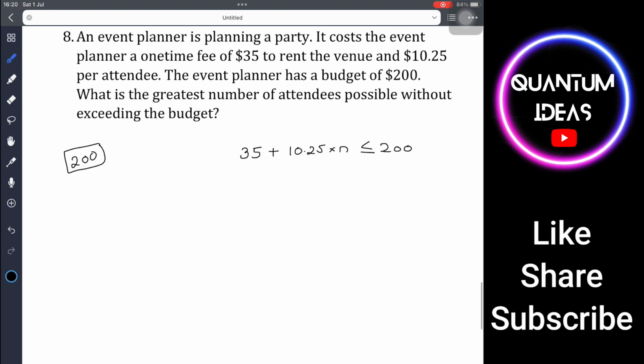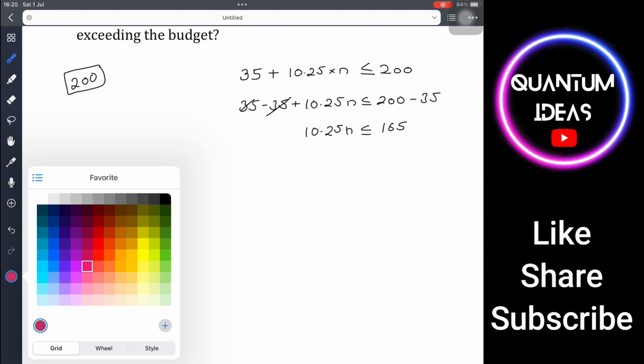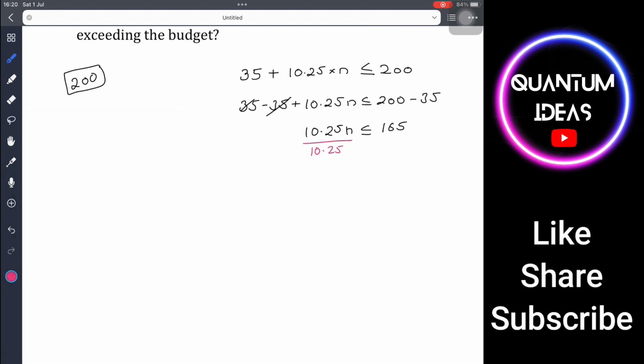Let's do it. Here is 35, so let's remove 35 from both sides. Just subtract 35 from both sides. 10.25n is less than or equal to 200 minus 35. Using the calculator, 200 minus 35 is 165. Now we just have to divide both sides by 10.25 to get rid of 10.25, so n is less than or equal to 165 divided by 10.25.